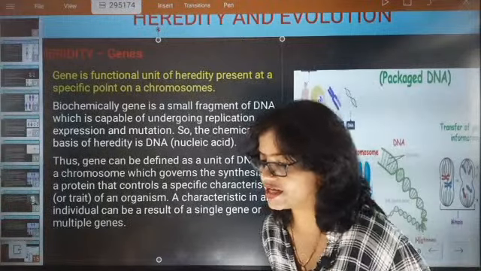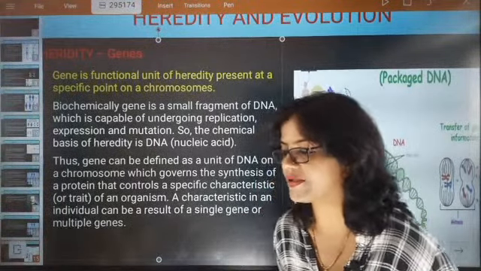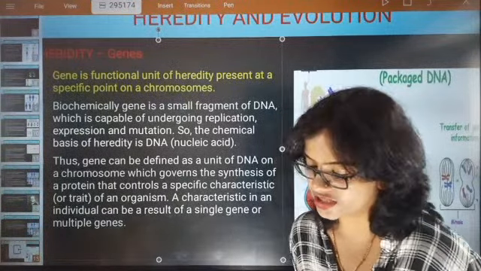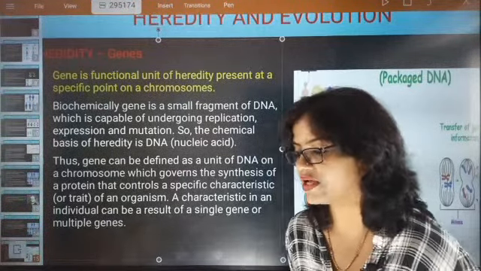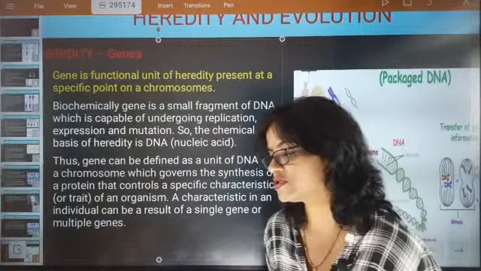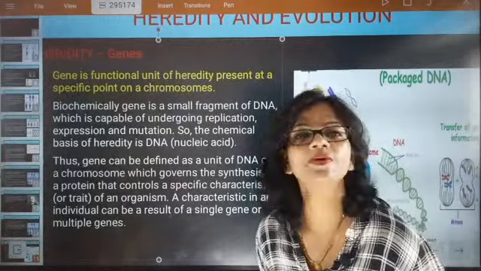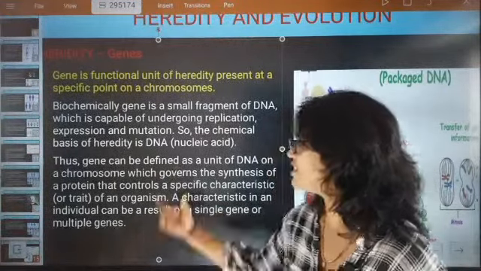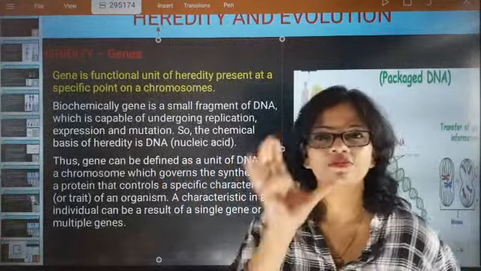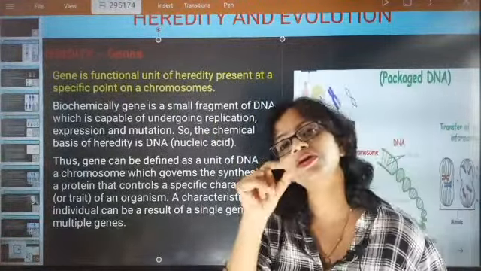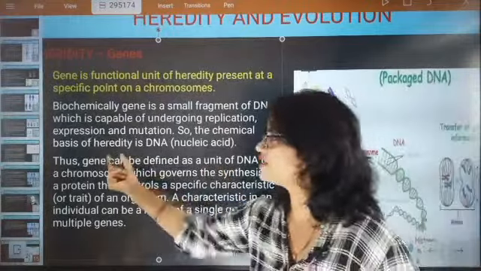Characteristic. So gene, DNA, chromosome, cell. Absolutely correct, Kamya. Start with cell, chromosome, DNA, gene. If we go in the opposite direction, we get gene, DNA, chromosome, cell. So a gene can be defined as a unit of DNA. A DNA is there, and one unit of it is called a gene.